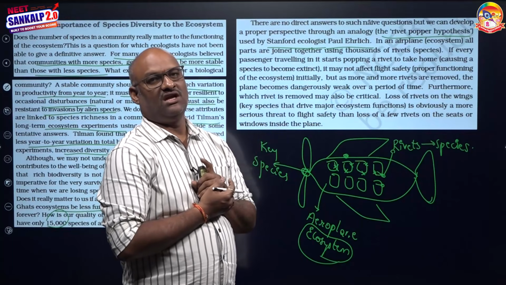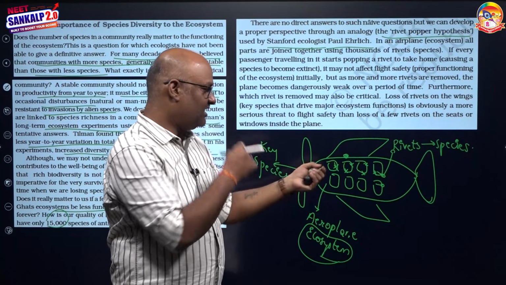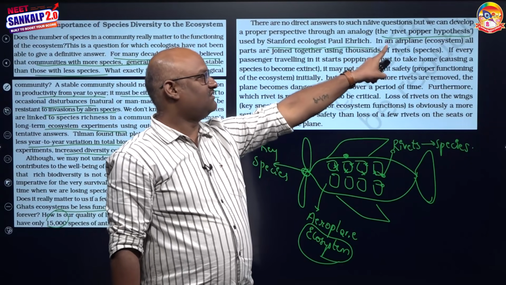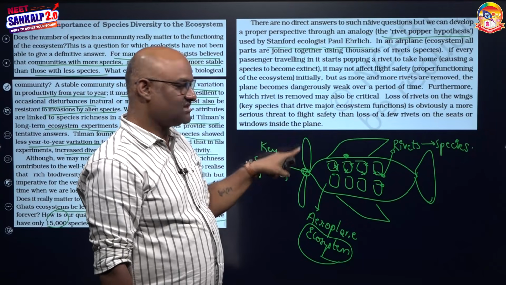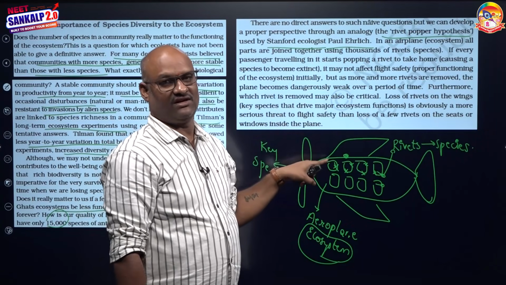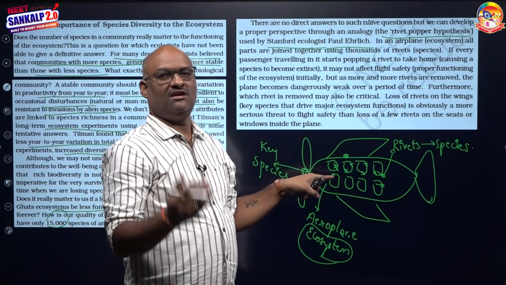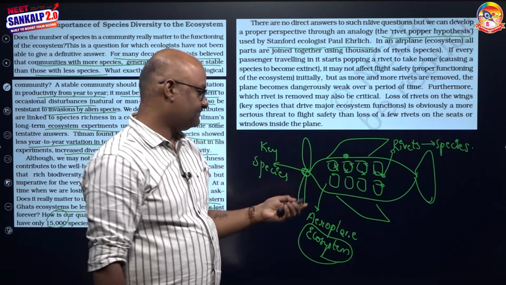So this is how the ecosystem's diversity has to be maintained, which was explained using an aeroplane in Paul Ehrlich's Rivet-Popper hypothesis. Okay, if the key species is lost, the ecosystem is immediately affected. But if other species are lost, it may not be affected individually, but it takes a lot of time for the ecosystem to be affected. Okay.